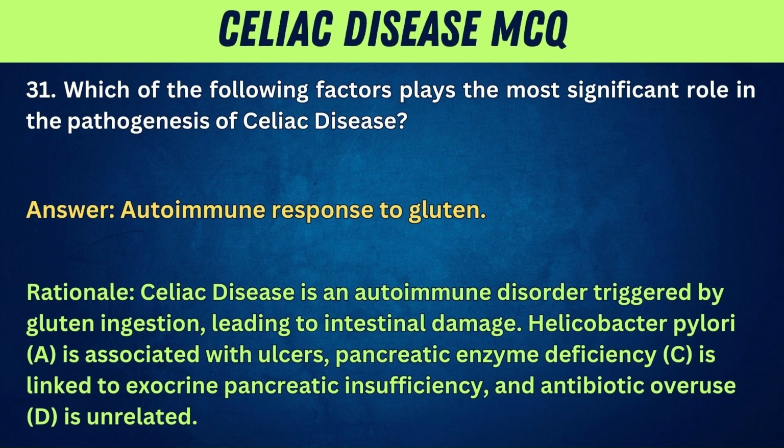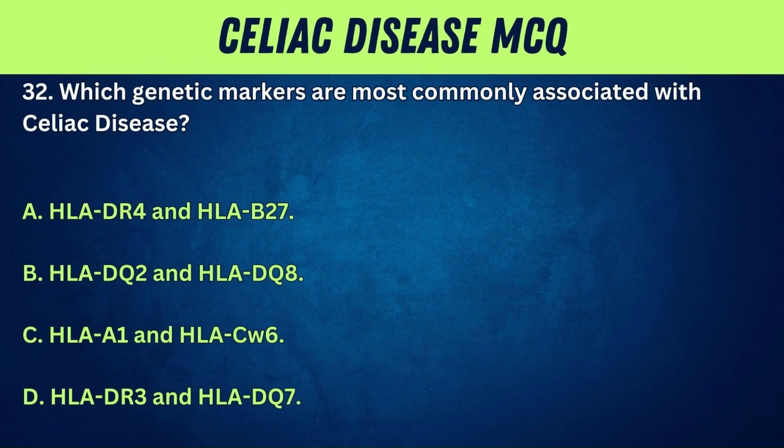Helicobacter pylori, A, is associated with ulcers. Pancreatic enzyme deficiency, C, is linked to exocrine pancreatic insufficiency and antibiotic overuse. D, is unrelated.